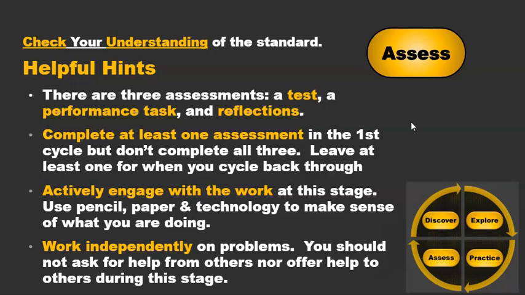There are 3 parts to the assessment. One is a test of some sort, then a performance task, then reflections. They'll need to complete at least one of those assessments in the first cycle, but not all of them, because they want to leave one for a second cycle. They should actively work using pencil, paper, and technology, and work independently on problems. They should not be asking others for help during the assess part of the assignment.